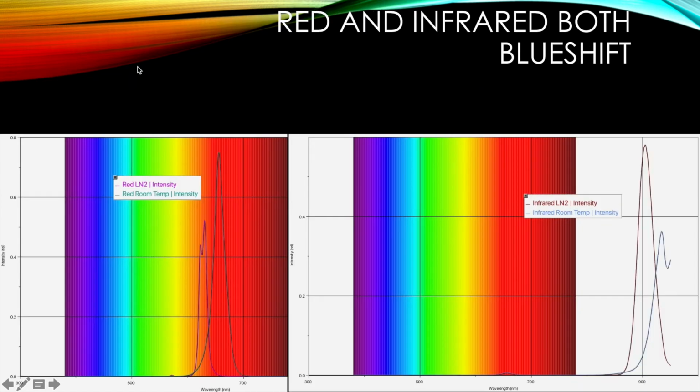What about the other ones? And so red, definitely blue shifted here into kind of the red-orange. And so to the eye, there was a little bit of an orangish red color, not real apparent, but definitely in the spectra, there's a blue shift.